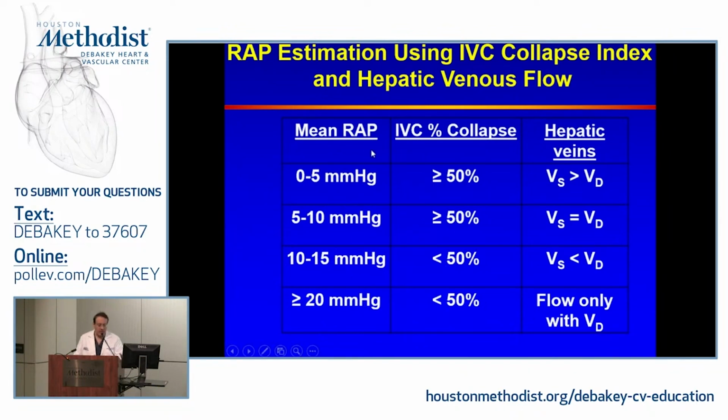One way of doing things easily is if I see the IVC normal size collapsing, I'm done, 0 to 5. If I see it dilated more than 2.1, not collapsing at all, that's more than 20. In between, then I'll go to the hepatic veins, and depending on what I see in the hepatic veins, I can downgrade or upgrade.